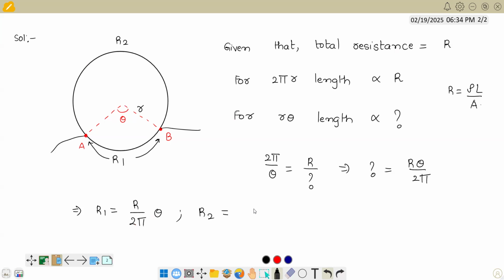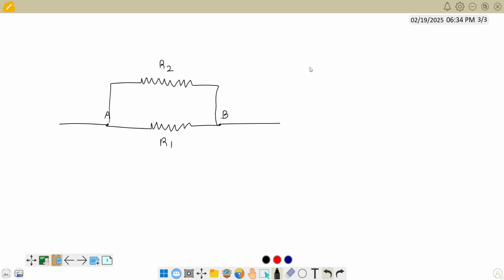Similarly, R2 would become R by 2 pi into the remaining angle. If this is theta, the remaining angle would be 2 pi minus theta. Once we get R1 and R2, we can redraw this circuit: here we have A, here we have B, one upper resistance and one lower resistance. So this is R1 and R2. We can clearly see these two are in parallel.